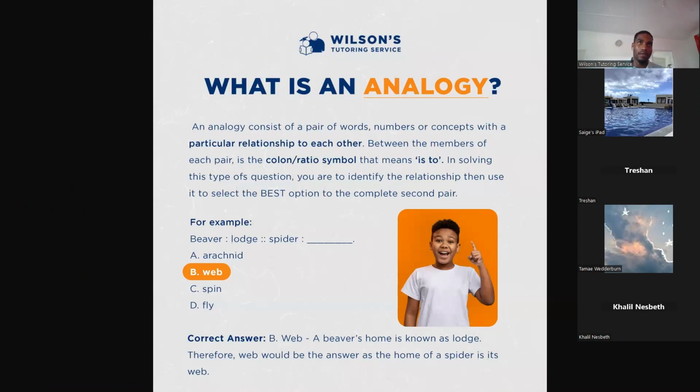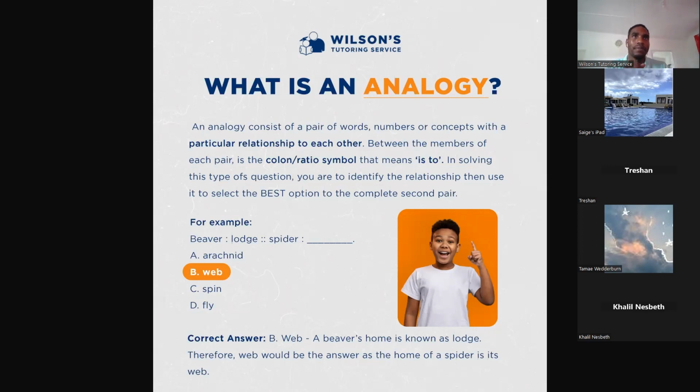What is an analogy? An analogy consists of a pair of words, numbers, or concepts with a particular relationship to each other. Between the members of each pair is the colon, or ratio sign, that means "is to." In solving this type of question, you are to identify the relationship, then use it to select the best option to complete the second pair.